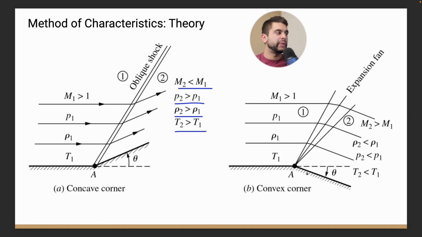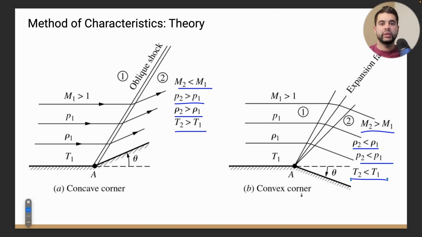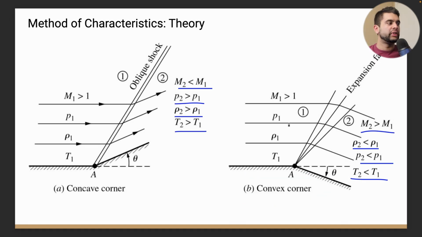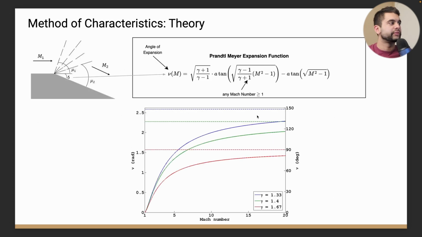If you have a flow expansion, where the wall is increasing in the area because you have a convex corner, the flow speeds up, the density goes down, and the pressure and the temperature both go down. In a nozzle, you will have expansions. So that's why this will be more important for our application.